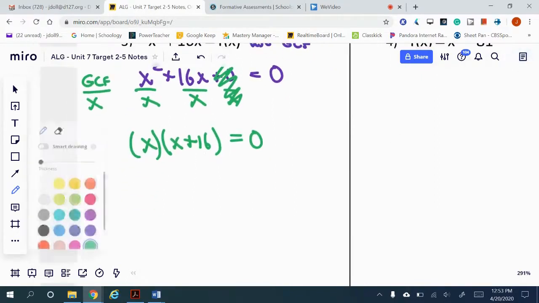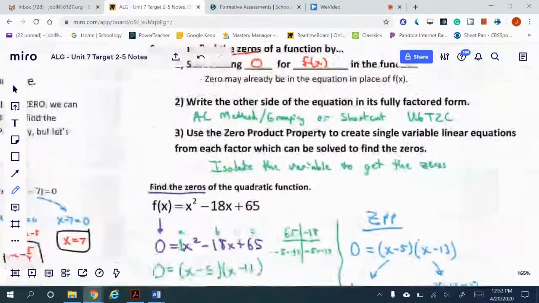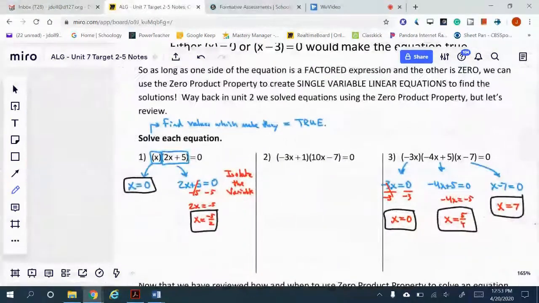Well, this is now ready for zero product property. Just because they're not both binomial factors, guys, doesn't mean we can't use the zero product property to find the zeros. Remember, if we go all the way back to the first page, the very first example we worked with here in using the zero product property to solve this equation had a monomial factor of x and a binomial factor of 2x plus 5.